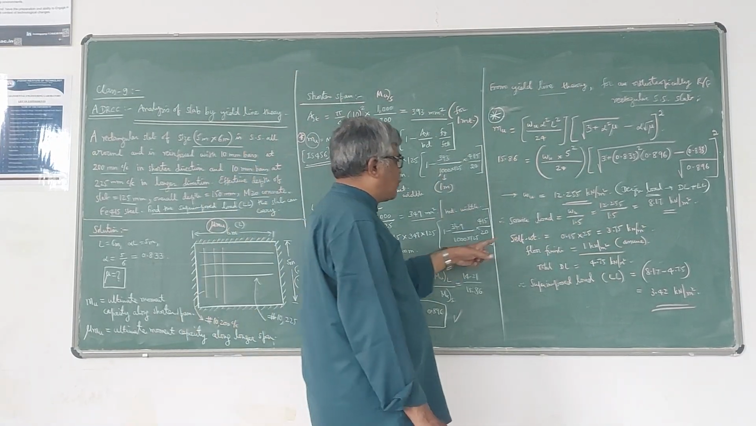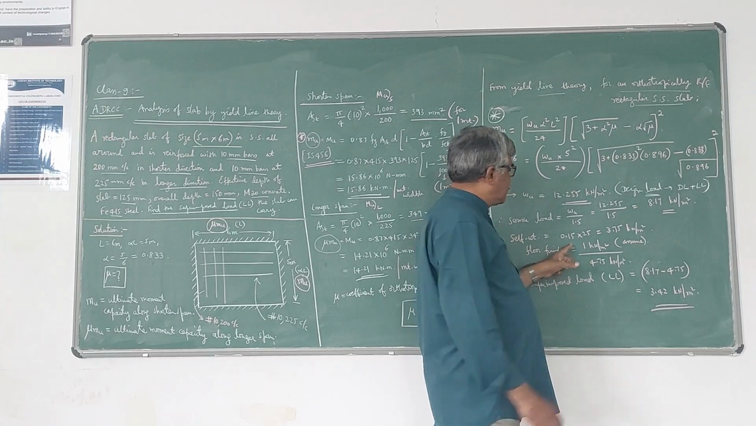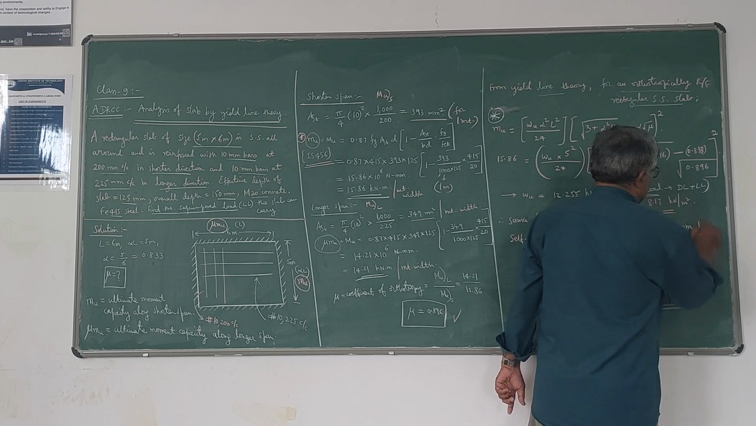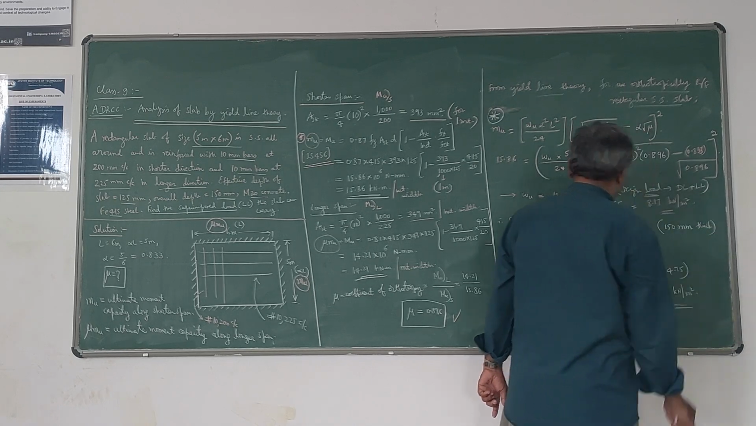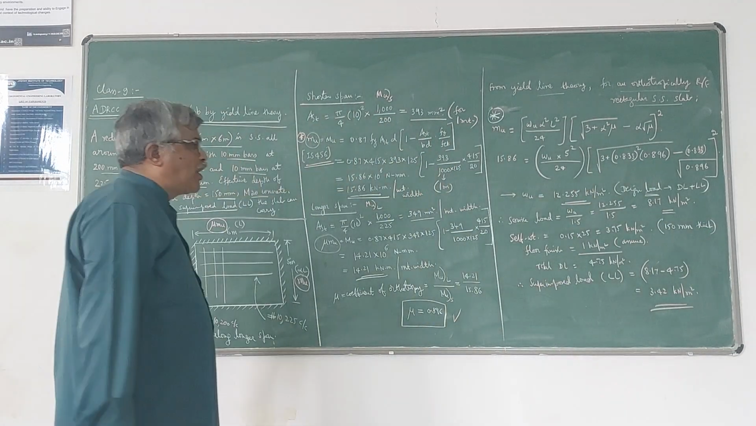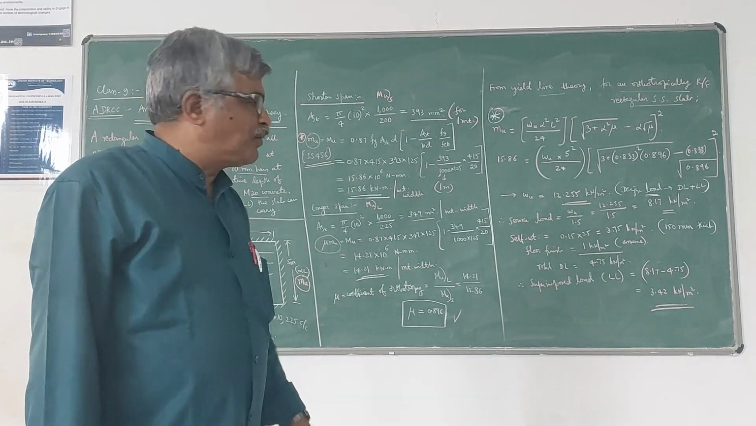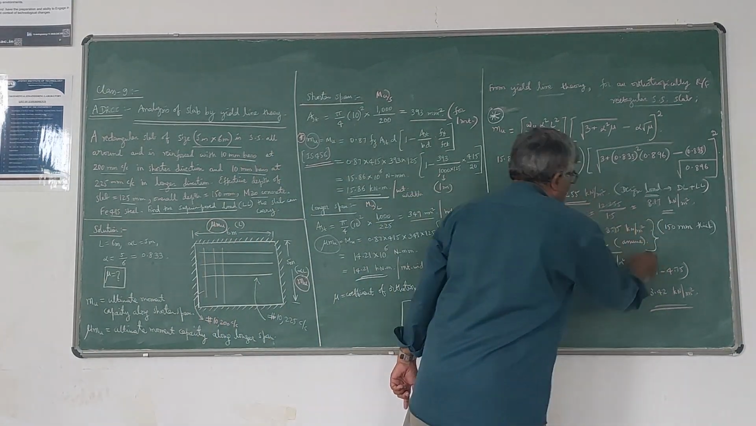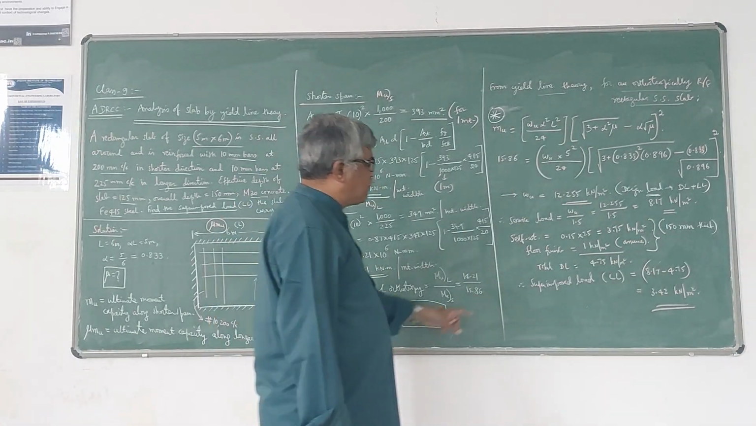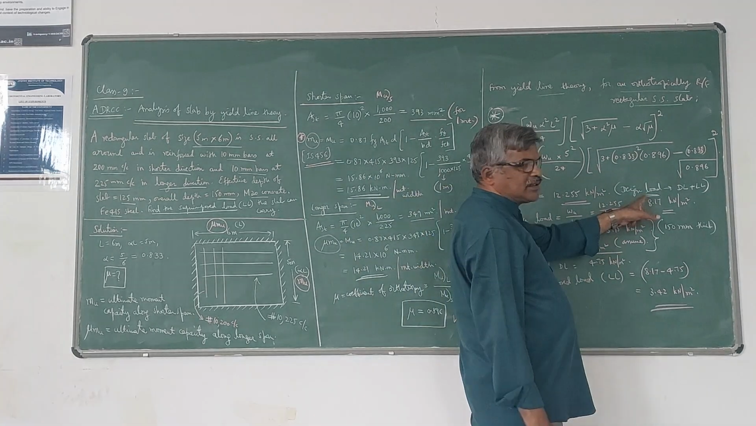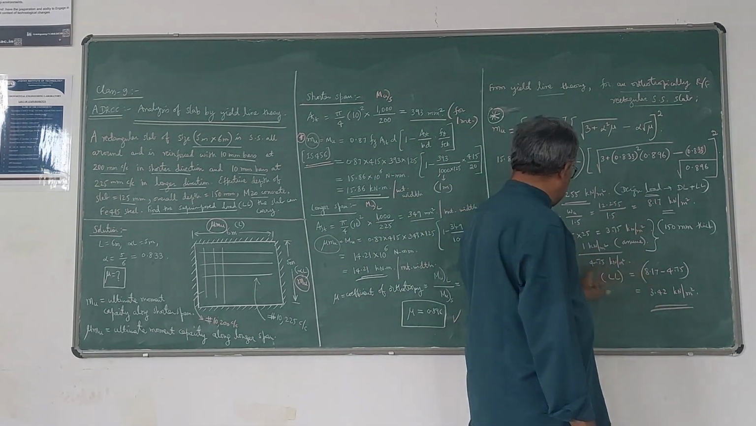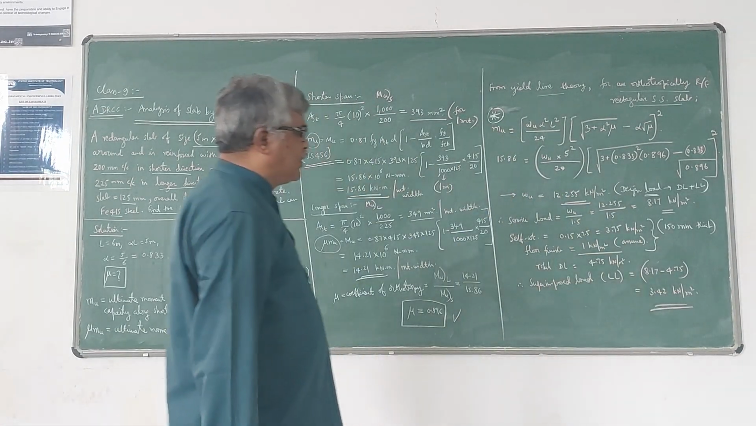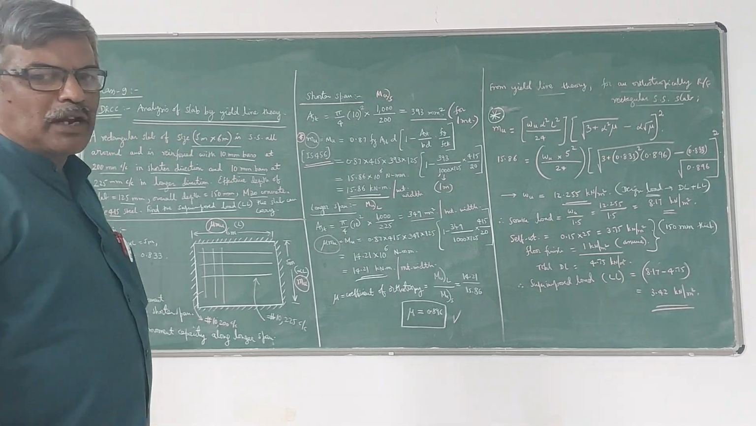Self weight, of course, for a 150 mm slab, means 0.15 into 25 kilonewton per meter cube, which is the density of concrete, and you get 3.75 kilonewton per meter square. Floor finish we will assume as 1 kilonewton per meter square. These two components give the total dead load. Now the superimposed load or live load is given by the total design load minus this dead load. So you get 8.17 minus 4.75, which is 3.42 kilonewton per meter square.